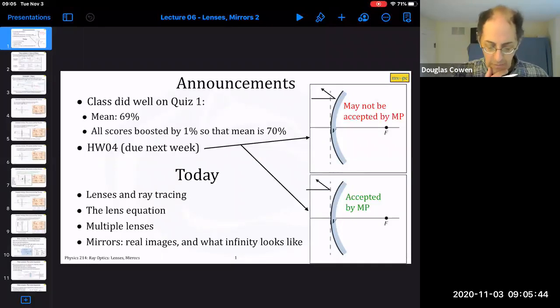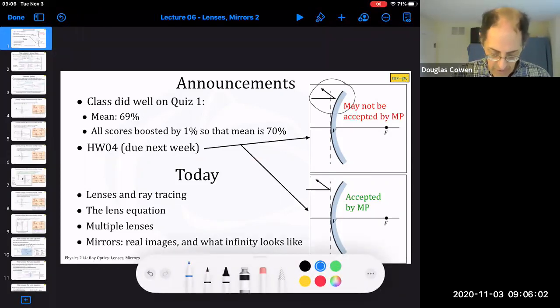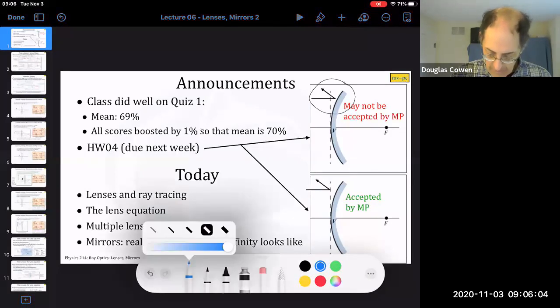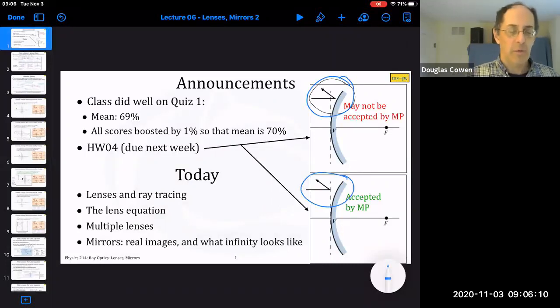I also want to make a quick announcement about the homework that's due next week. There's a problem that has caused issues in the past where you draw in the rays for ray tracing. If you try to draw the ray to look like that one shown, it won't accept the answer. But if you draw it so that it bounces off of that plane, it will. So please keep that in mind when you're working through these questions.